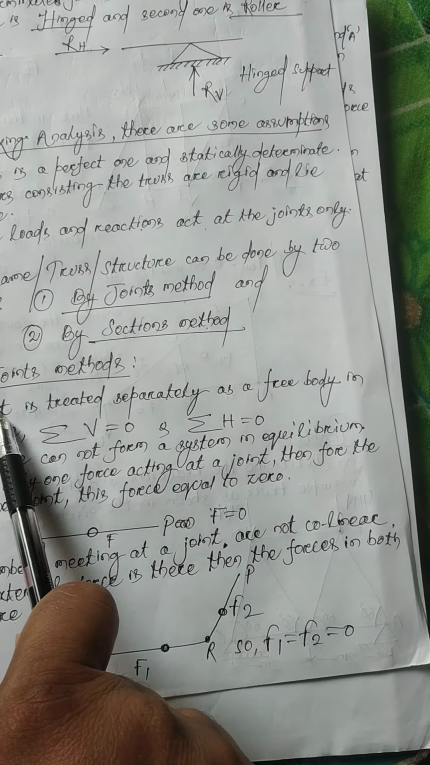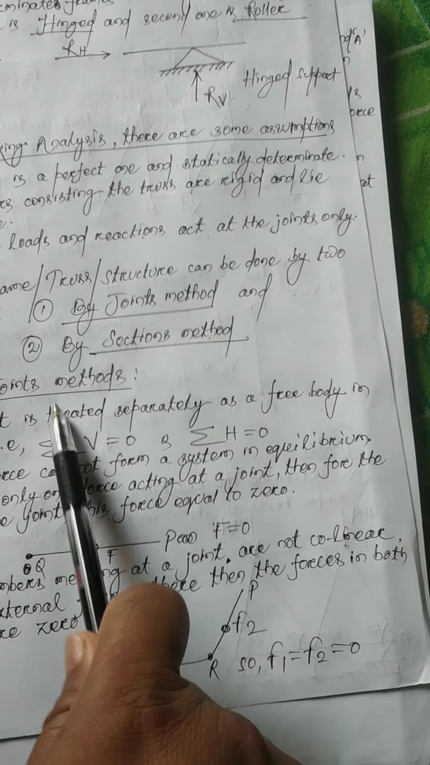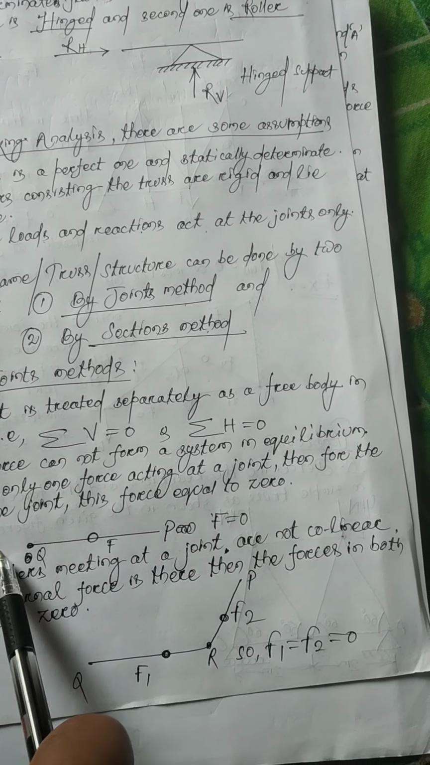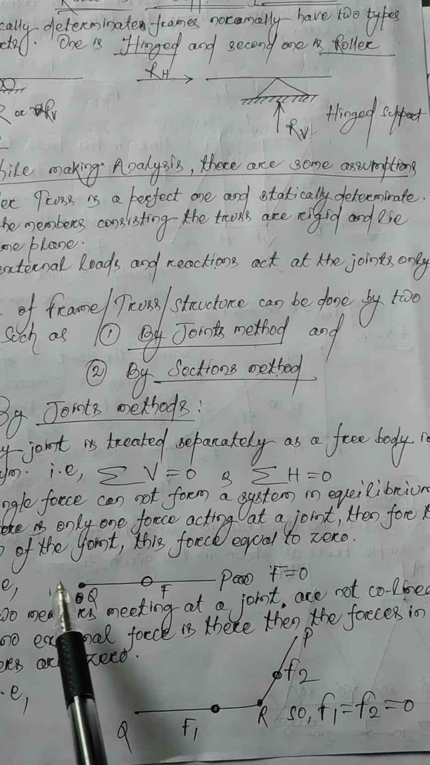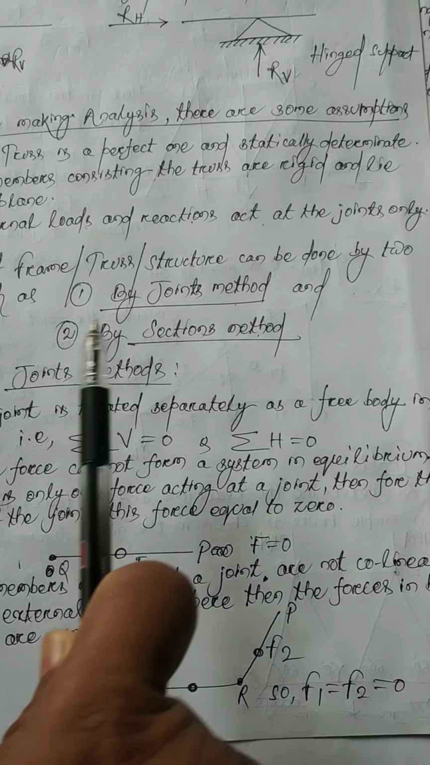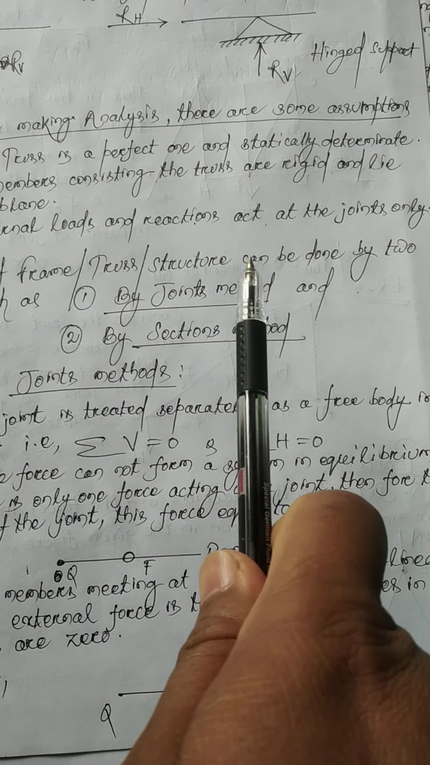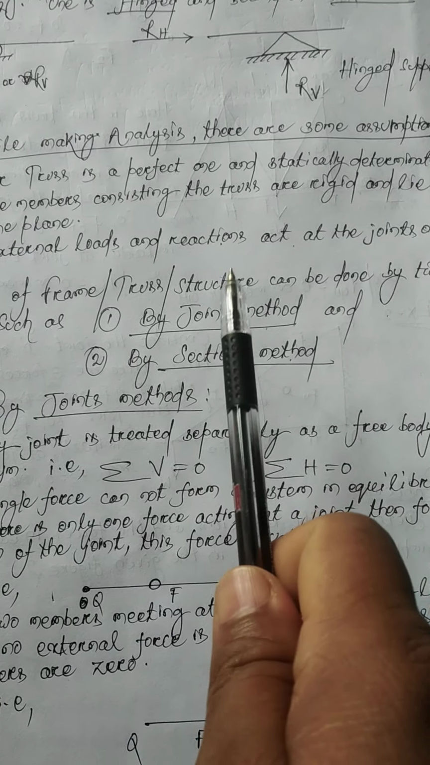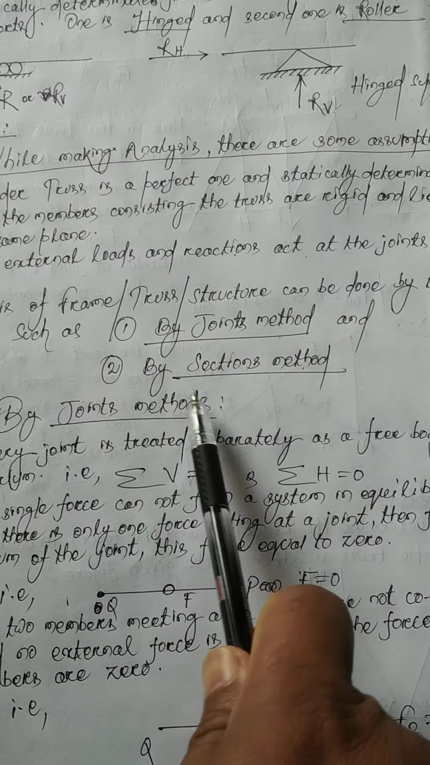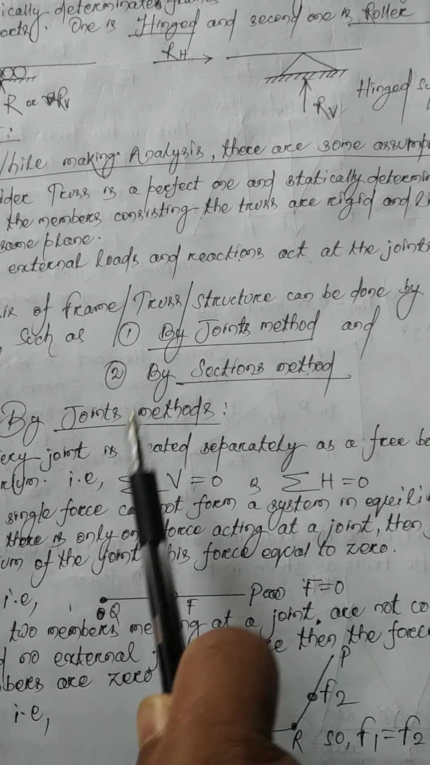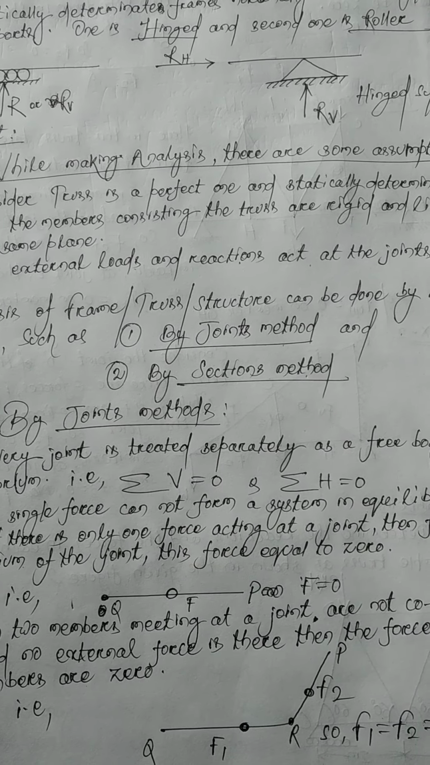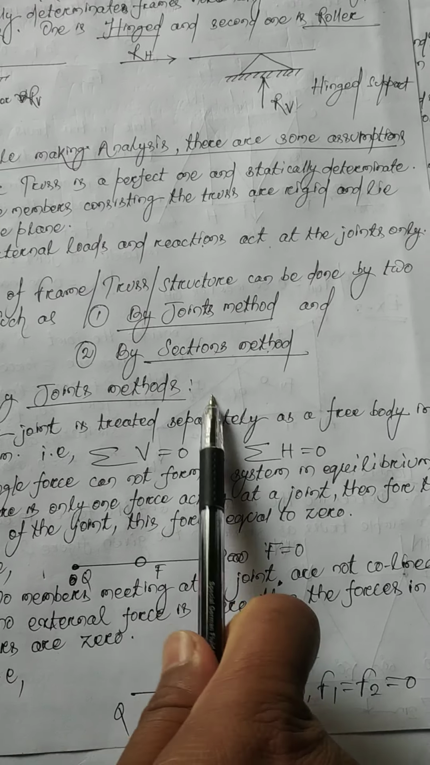Now we will discuss the joint method. Before discussing the joint method, there are also some points or notes we have to remember. Now the question arising in our mind is why we do the analysis. Because by doing the analysis we are going to find out the reaction forces at the supports of a frame, and also the forces of the members. Now come to the joint method.